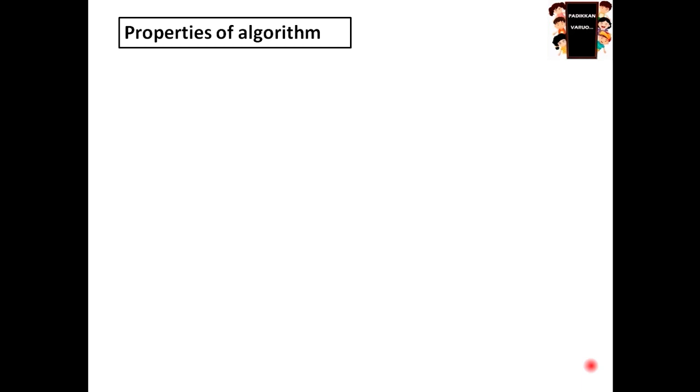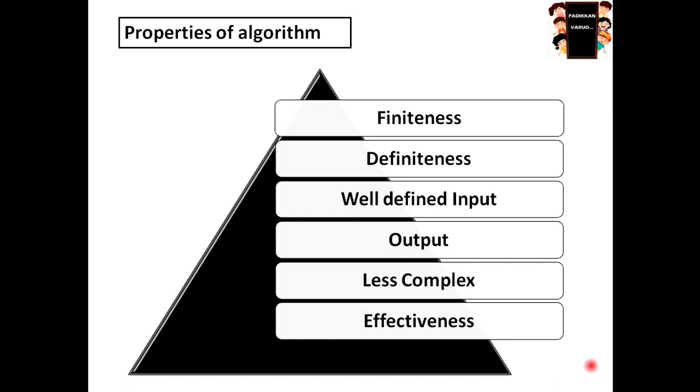Next, we will move on to the main properties of a good algorithm. The first one is finiteness, second is definiteness, third is well-defined input, fourth is output, fifth is less complex, and the sixth is effectiveness. So what do you mean by finiteness? An algorithm must always terminate after a finite number of steps. It means after every step, one reaches closer to the solution of the problem. And after completing a finite number of steps, we should definitely reach the solution of the problem. So, the main property of an algorithm is finiteness.